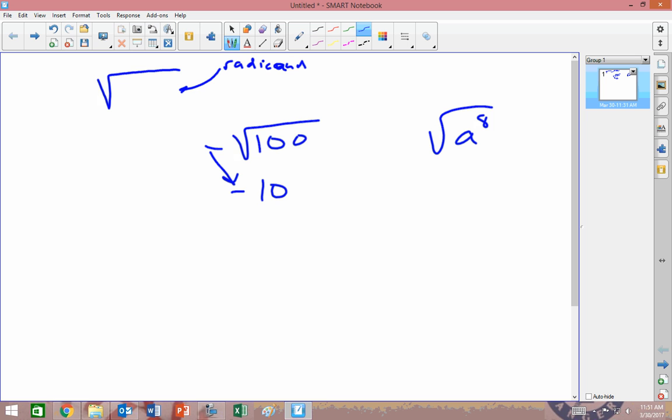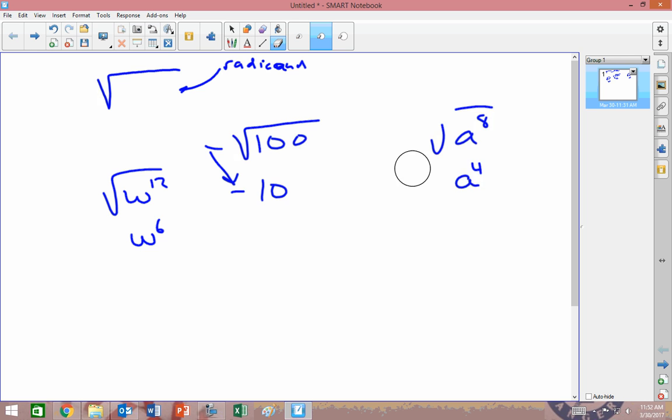Alright, so number 4, the square root of a to the 8th. How many pairs do I have in there? I've got 4 pairs, right? Do I have any leftovers? Nope, so it's just going to be a to the 4th power. What about the square root of w to the 12th? You have 6 pairs and they're even, so it'd just be w to the 6th power. Okay, good on that? Okay, so moving into the next questions, we start putting some stuff together, okay?